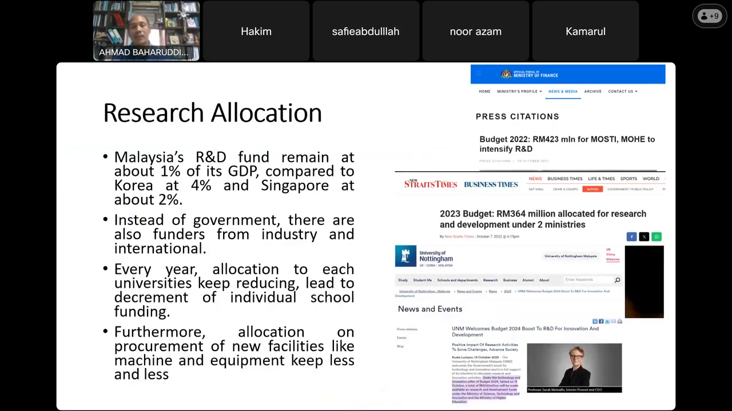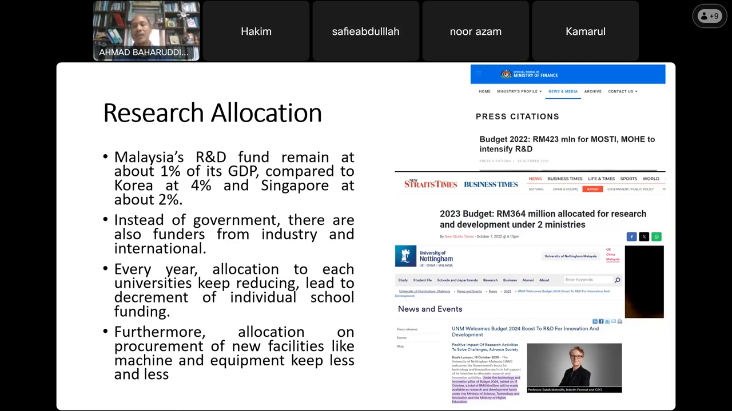Okay, Alhamdulillah, we know that from the latest budget, the government allocates more compared to the last 2 years. For example, in 2022, it's about 400 million plus, and in 2023, it's less, 364, and then Alhamdulillah, next year we can see a large increment, which is about $510 million for research only, under two ministries, which are the Ministry of Higher Education and also the Ministry of MOSTI.